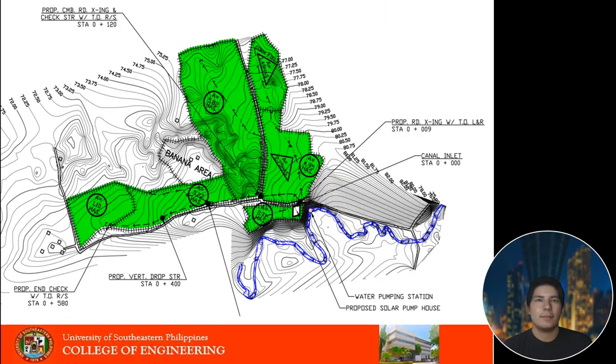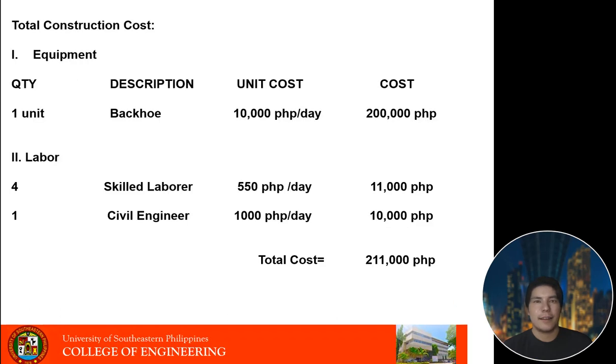Okay, so this is the topographic chart, the topographic map of our project. And only the shaded area is what we consider in the design. So this is the total construction cost for equipment and labor.